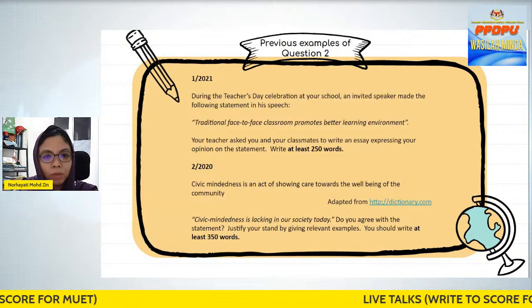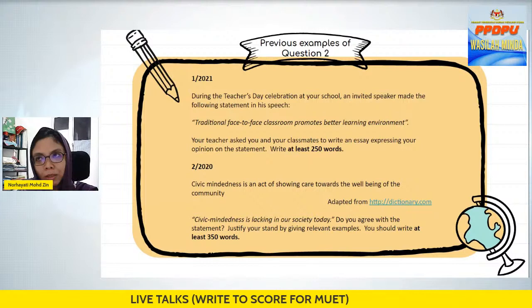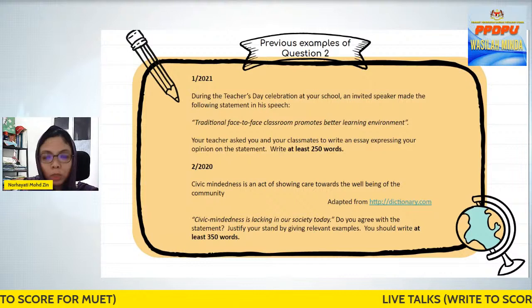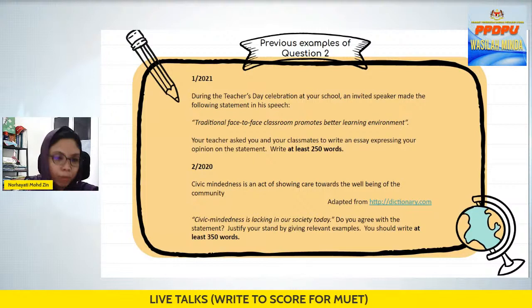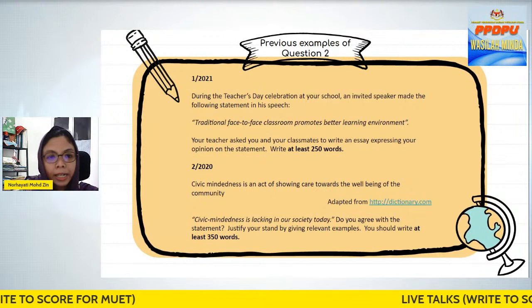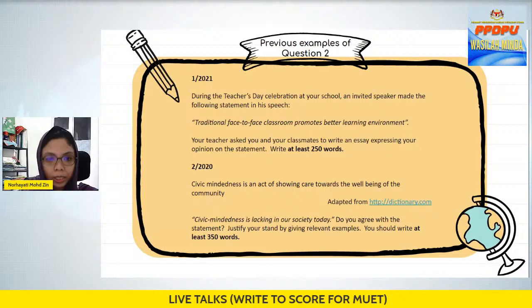Better learning environment maksudnya pembelajaran yang lebih baik. Okay, situasi pembelajaran yang lebih baik. Okay, kalau pelajar menjawab, contohnya traditional face-to-face is better than learning online, then it is off-tangent. So what happens if you are off-tangent? Okay, apa akan jadi kalau pelajar tidak menjawab soalan?